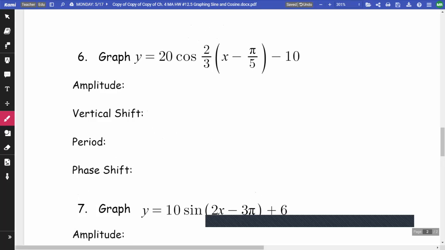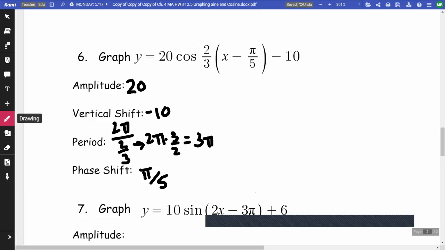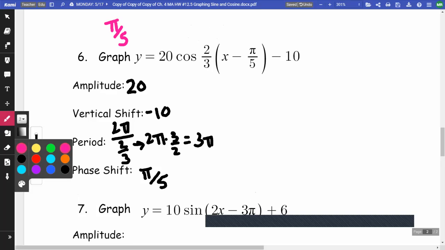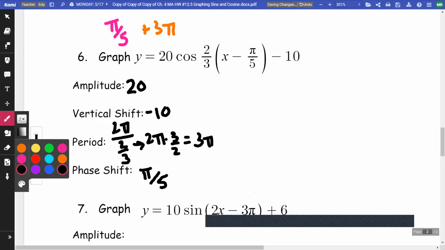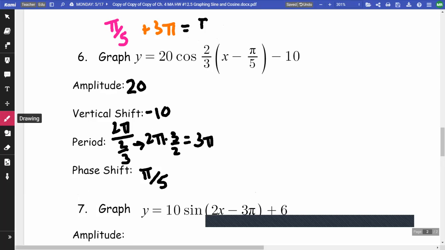Okay, I'm going to do the math up here above. So I'm going to be starting with pi fifths. And I'm going to be going 3 pi away. And so that's really going to be pi fifths plus 15 pi fifths, which is going to end at 16 pi fifths.